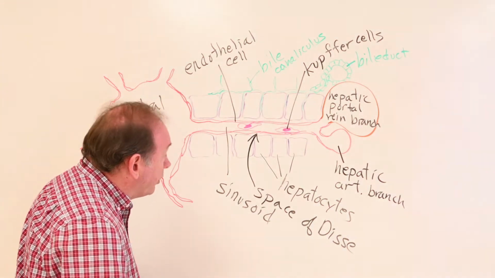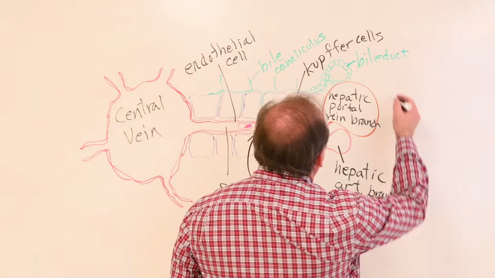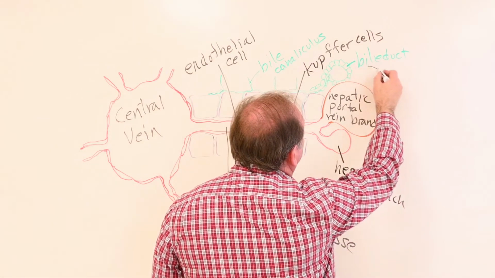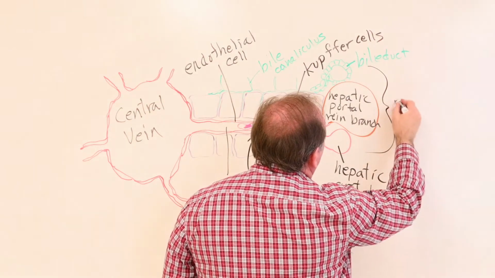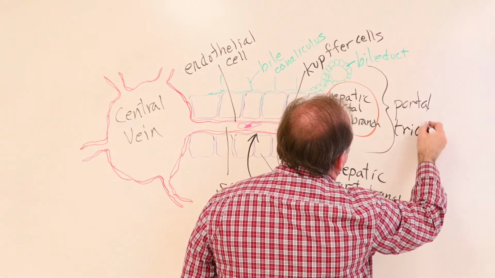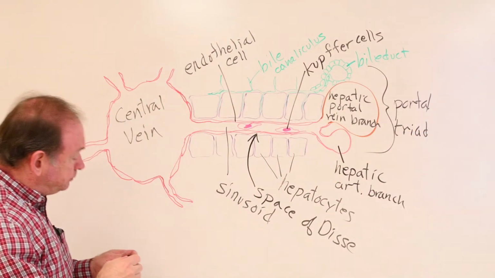And that is a portal triad. The three of these together, the bile duct, the hepatic portal vein branch, and hepatic artery, right there, that makes up a portal triad.